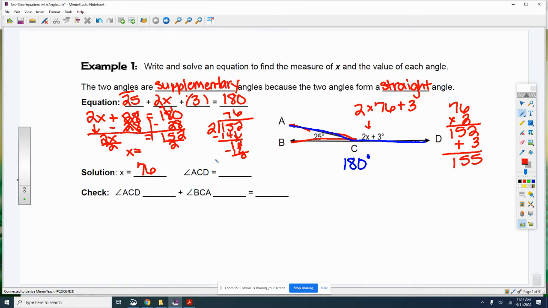So this is asking for angle ACD. So that's ACD, and we have 155. And in order to check our answer, we take it and we add it to our other angle, and we see if it equals 180 degrees. And it does. So you have to remember that a straight line is 180 degrees, and they are supplementary angles, okay?